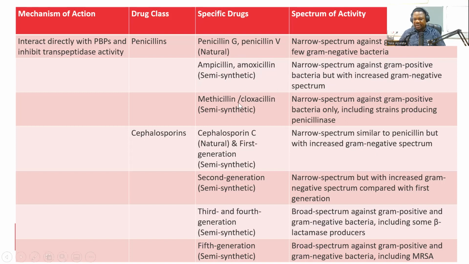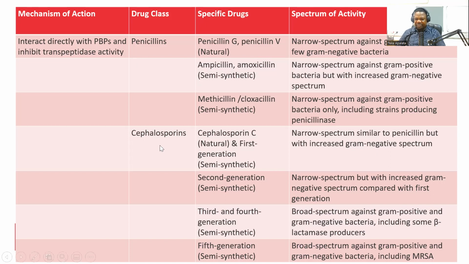Then we have cloxacillin that has also a narrow spectrum against gram-positive bacteria only, including strains that produce penicillinase. So cloxacillin is a good choice nowadays because most staphylococcal infections are caused by Staphylococcus aureus that produce penicillinase. And that's why cloxacillin becomes the first choice against staphylococcal infections due to the high level of penicillinase that is produced by Staphylococcus aureus.